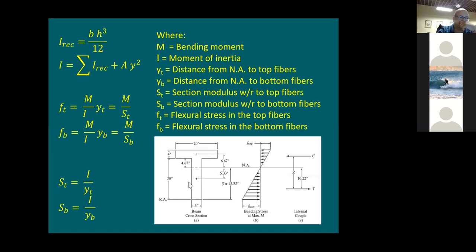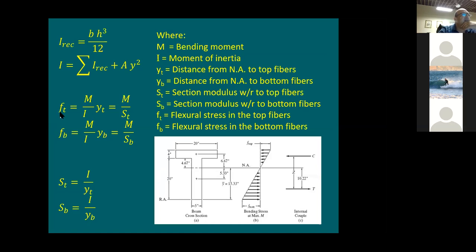So the stress on the top is not going to be the same as the stress on the bottom. I'm not interested in the stress at any point, just the maximum value here and the maximum value there. It's going to be the compression side and the tension side, so I'm going to call this F top and this F bottom. How do you find the stress here? I'm going to be using the same equation.